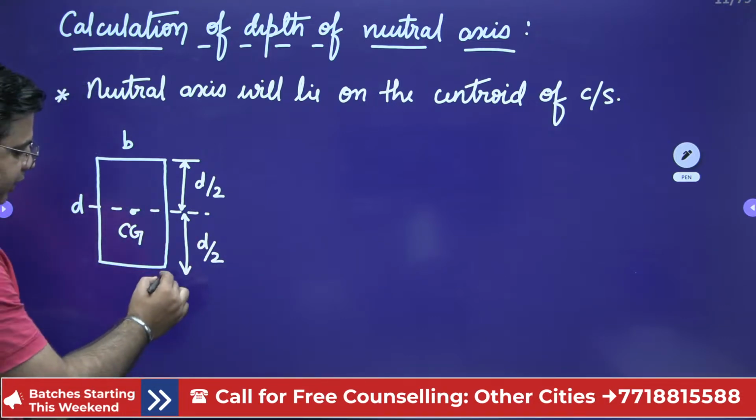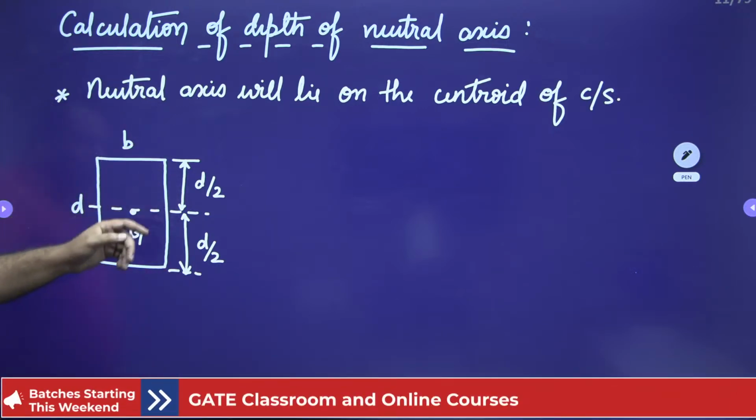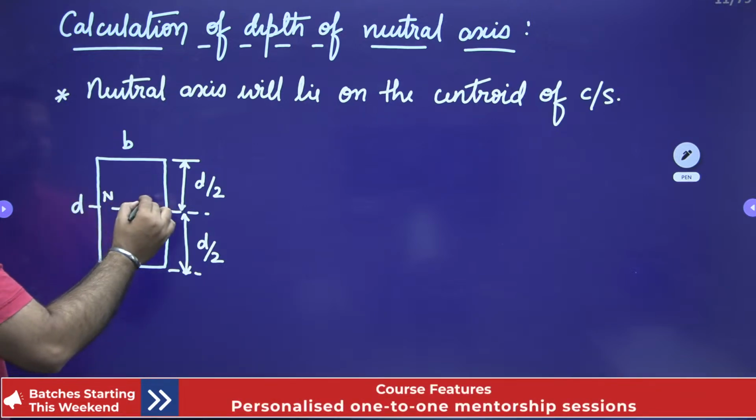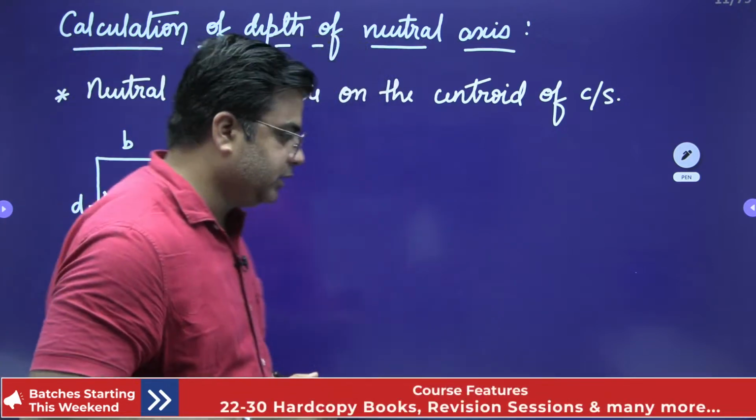So from wherever you want to locate the position of the neutral axis, either from the top fiber or from the bottom fiber, you can locate the position of the CG, right? So this will be my neutral axis. Neutral axis will always pass through the CG of the cross section.